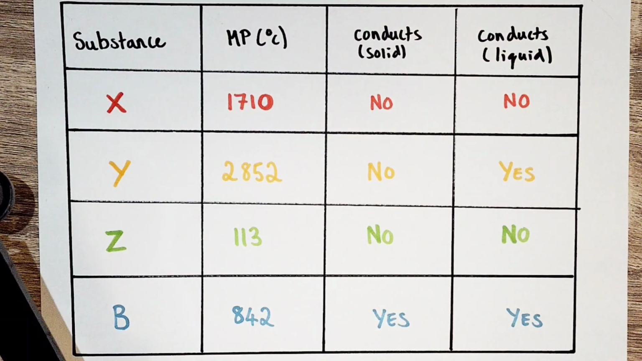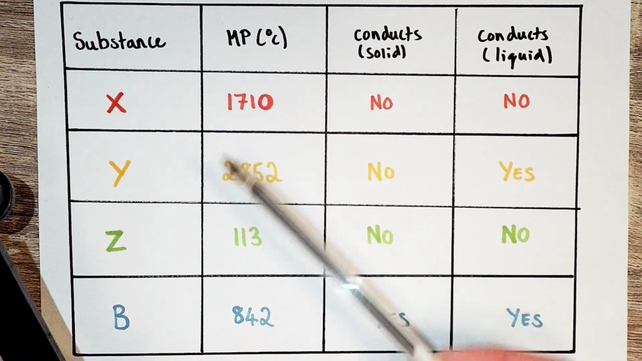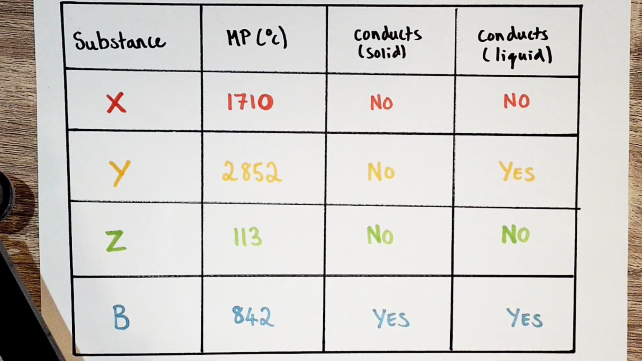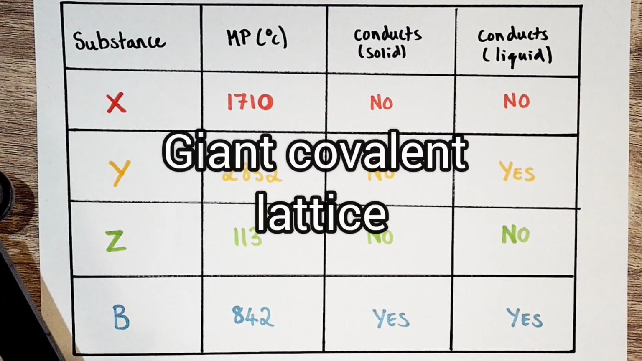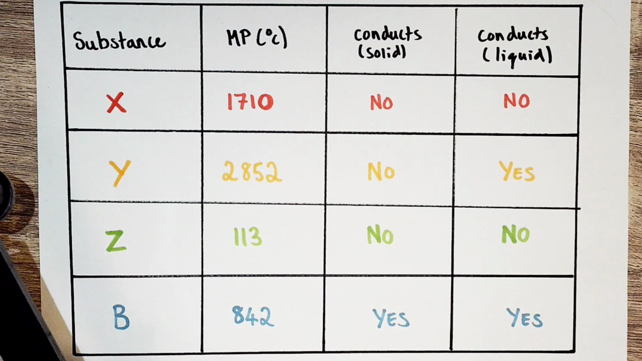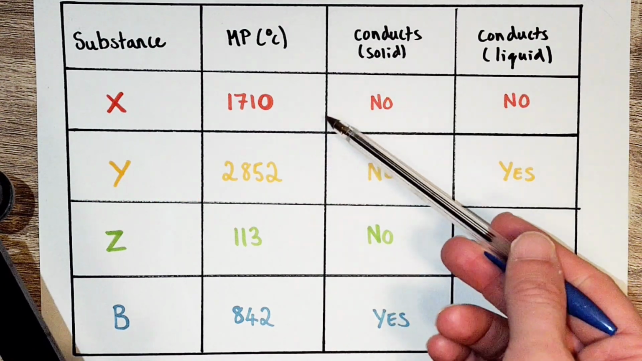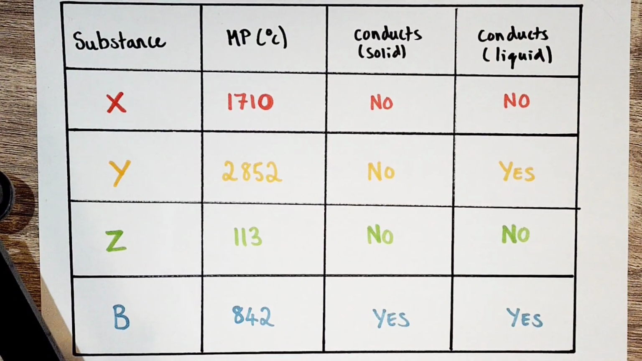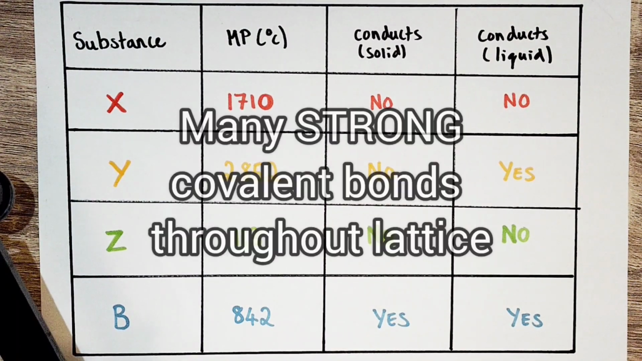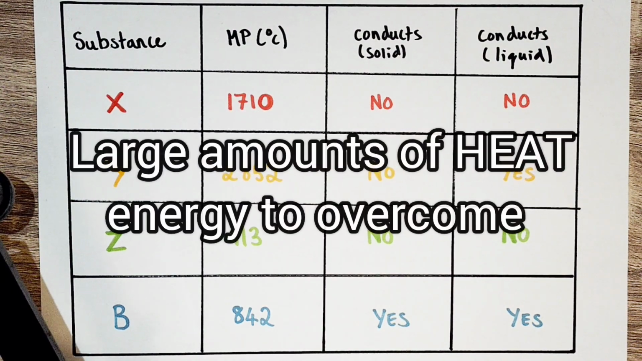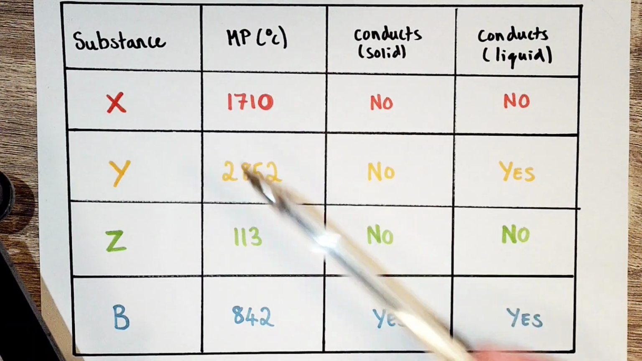Let's begin by looking at substance X. It has a reasonably high melting point and it doesn't conduct electricity as either a solid or as a liquid. This is indicative of a giant covalent lattice structure, akin to something like diamond or silicon dioxide. How do we know that? Well, firstly, the high melting point is down to the fact this giant covalent lattice structure has many strong covalent bonds throughout that lattice structure that require a large amount of heat energy to overcome, hence the high melting point.